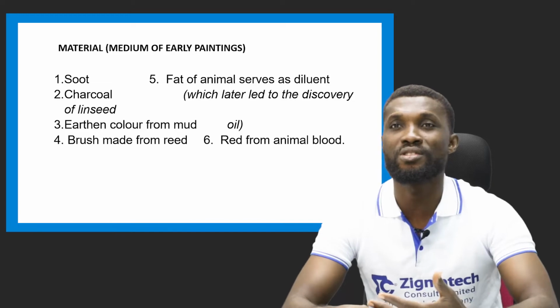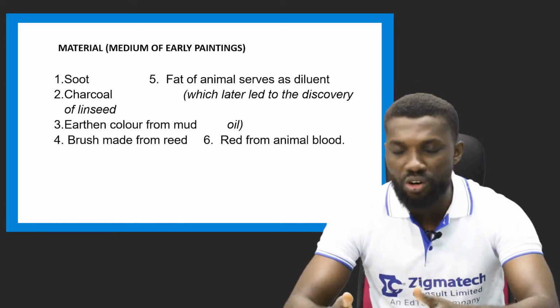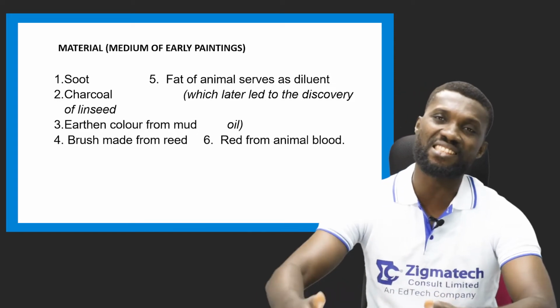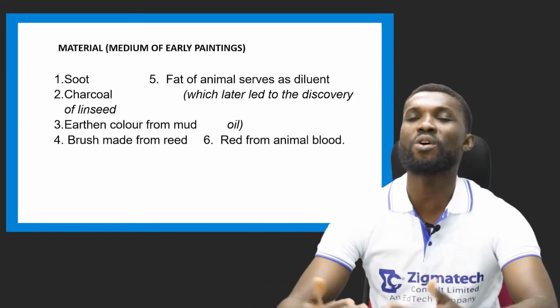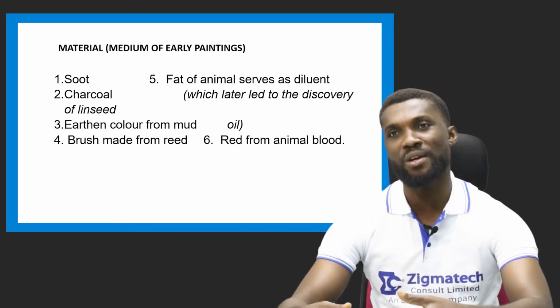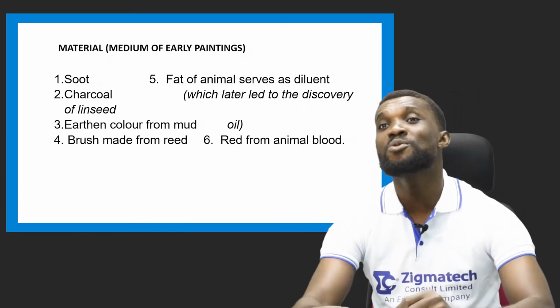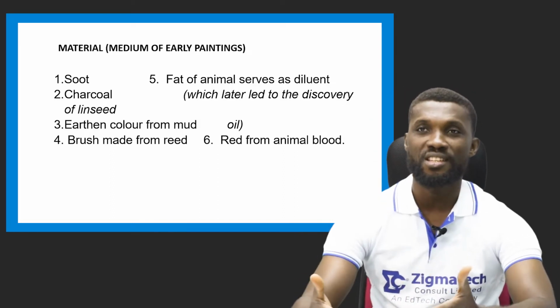Those are powerful colors, and thank God for civilization, we no longer use those things. But they are strong colors that can last the test of time. Now, what did they use for brushes? They used reed to make their brushes, and animal feathers and all that. That's what they used to form their brushes.